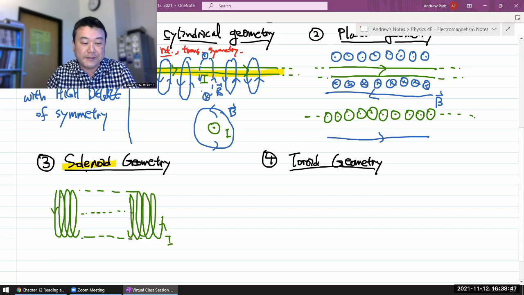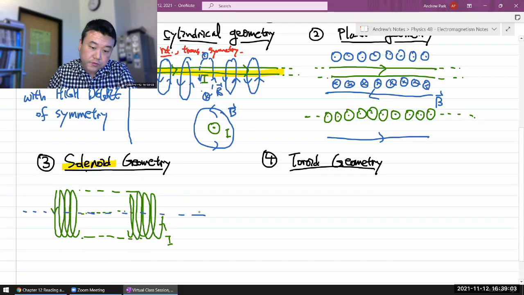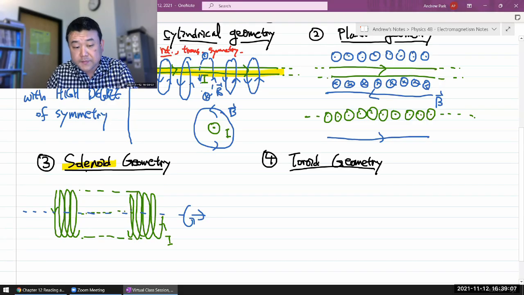If you are independently controlling them, then that becomes a little bit hard. So this is a solenoid geometry. And as I was saying, it has symmetry with respect to rotation about an axis going through the center of the solenoid. So that's one symmetry it has. And there's a symmetry with respect to translation.